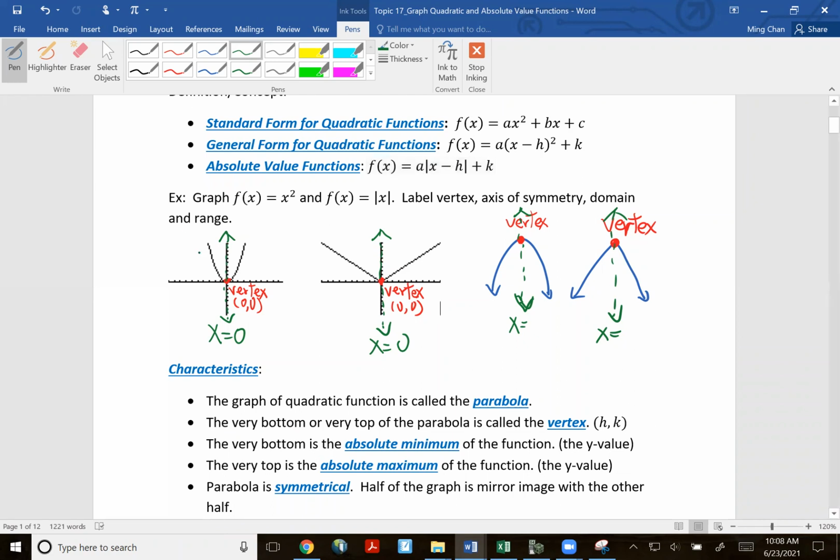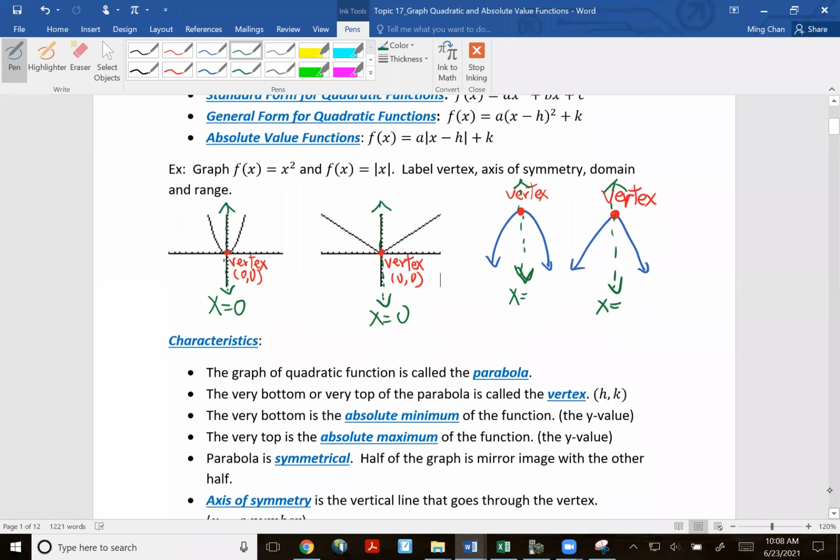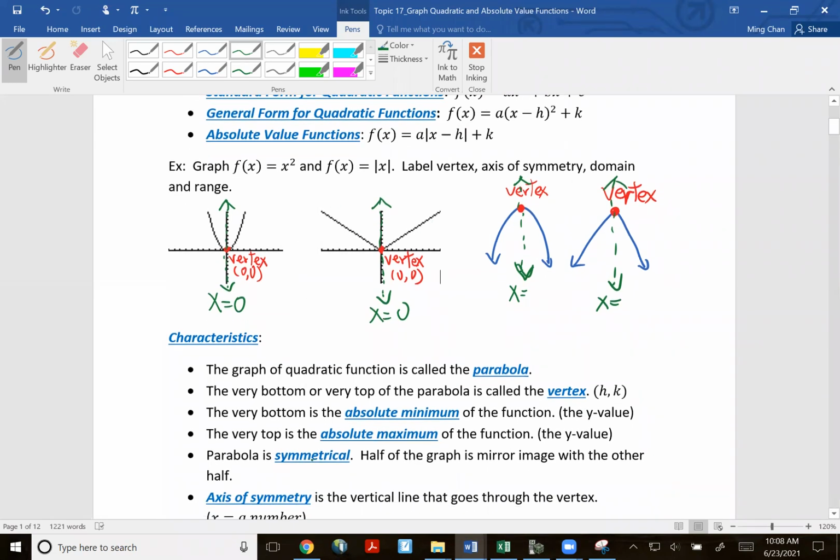The very top or the very bottom is also called the absolute minimum or the absolute maximum. We talked about maximum and minimum before, which is referring to the y value. The parabola and the absolute value function are symmetrical. Half the graph is a mirror image of the other half. That's why the axis of symmetry actually cuts your U or the V in exactly two halves. They become mirror images of each other. The right side and the left side are exactly the same.